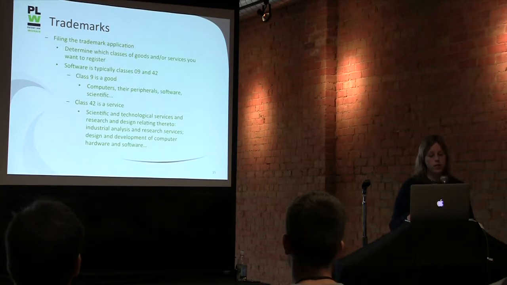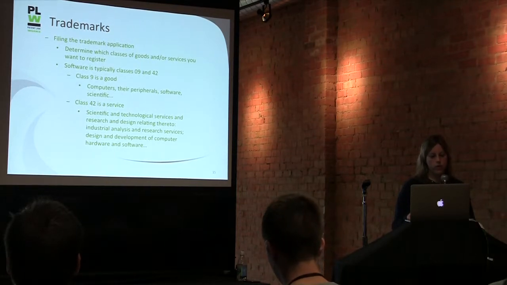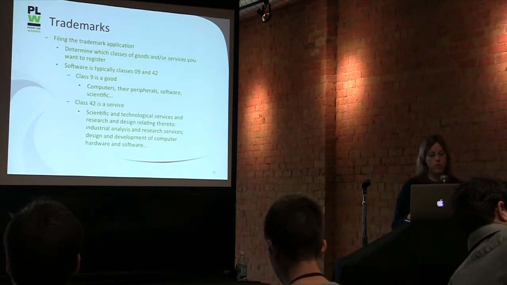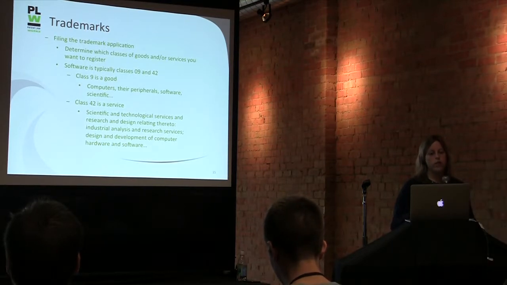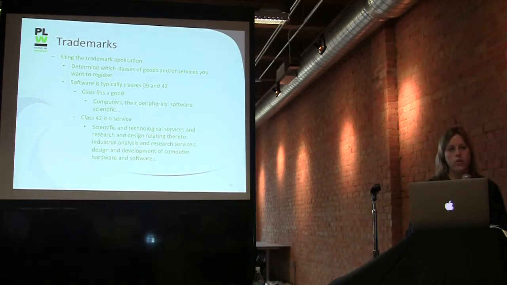So in terms of how to file your trademark application, you need to determine which classes of goods and/or services you want to register. The good is the physical aspect; the service is the services that you're providing related to the mark. In terms of software, the most common classes that you're going to be using are 9 and 42.